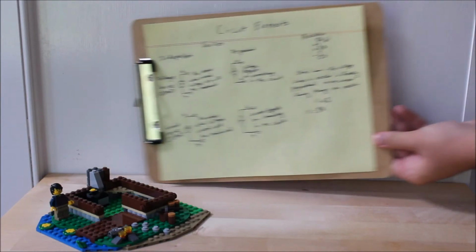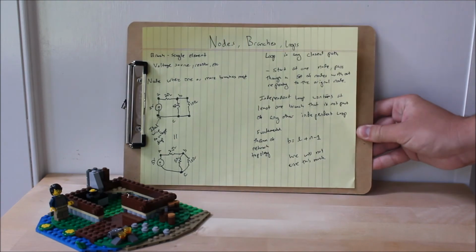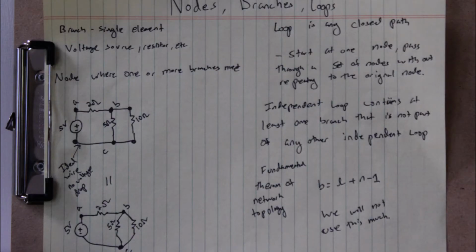Now let's look at how these elements are connected. In circuits, there are 3 things you must keep in mind: nodes, branches, and loops. A branch is a single element, like a resistor or a voltage source. A node is where any one or more of these branches meet. If you look at the drawing in the bottom left, you can see that that circuit has 3 nodes, and all of the branches are connected by ideal wires.